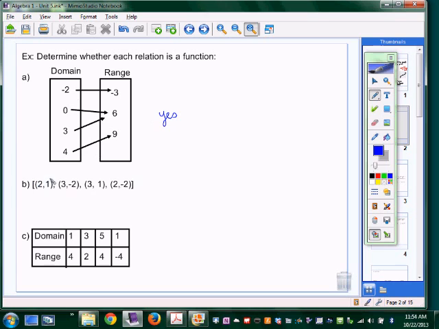Okay, now if you can't tell by just looking, we can set up the mapping. And we list the x's, but we only list each one once. So I have a 2, a 3, and then a 3, and then a 2, so I don't list it again.